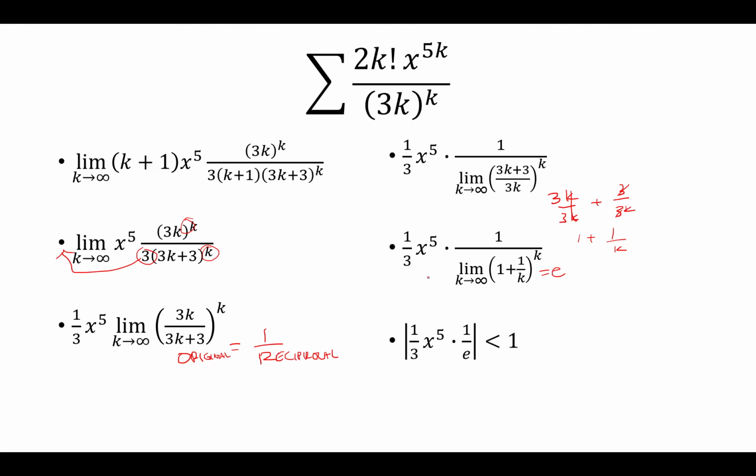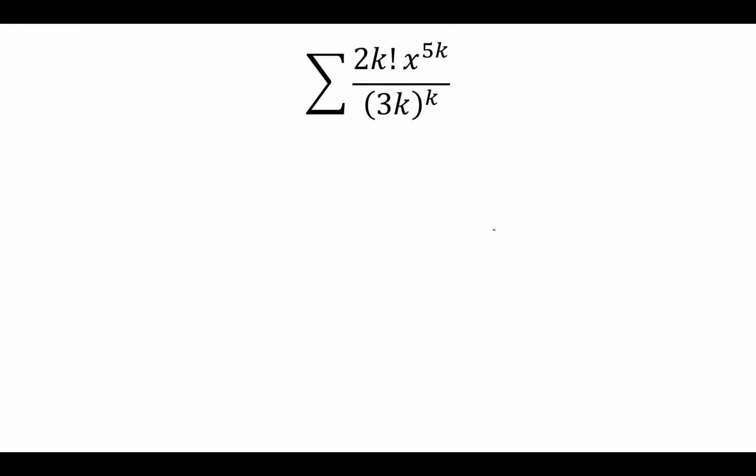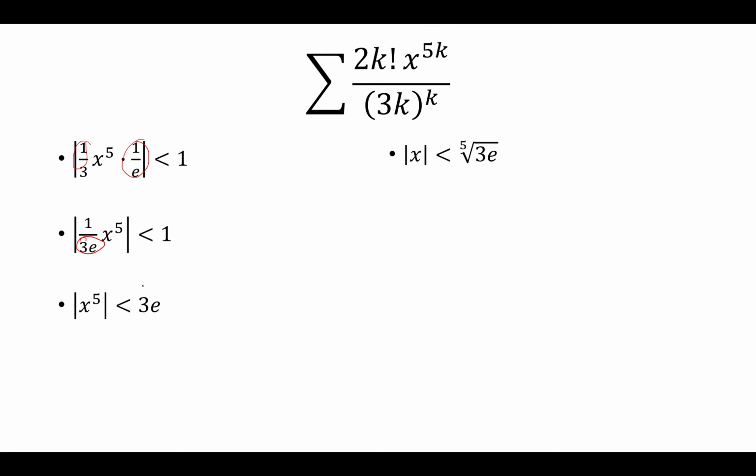So right now we have 1/3 times x to the 5th times 1 over e is less than 1. This has to be less than 1 in order for the series to converge by the ratio test. So we'll multiply the 1/3 and 1 over e to get 1 over 3e, x to the 5th. And then we'll multiply both sides by 3e to get x to the 5th is less than 3e. And so this is going to be our radius of convergence. Or actually, first we have to take the 5th root, and then that's going to be the radius of convergence. So that is our answer.